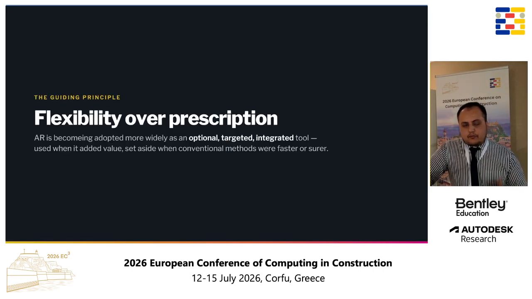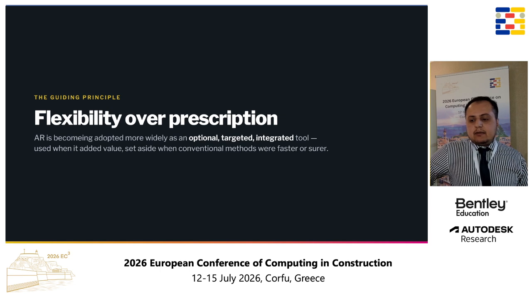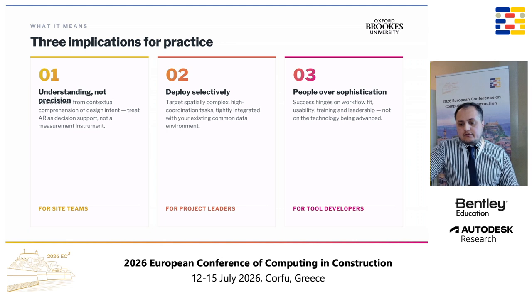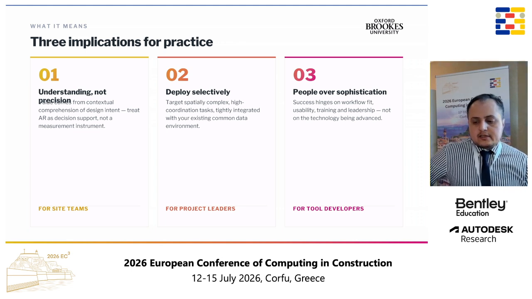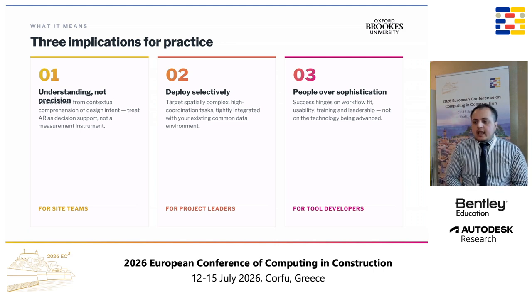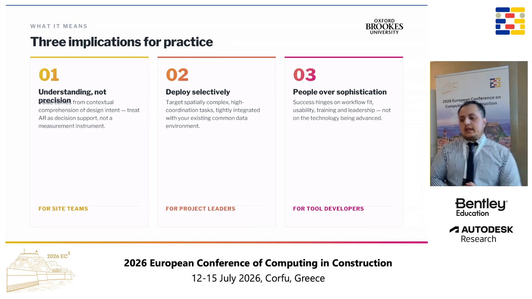So to finish off, I know I'm running out of time. It is about flexibility over being very prescriptive in terms of using conventional methods. The implications that the research suggested for practice is understanding that it's not about precision, it's about engagement. It's understanding how you can navigate and coordinate spatially complex data on site, and how you can then train leadership and decision-making processes.